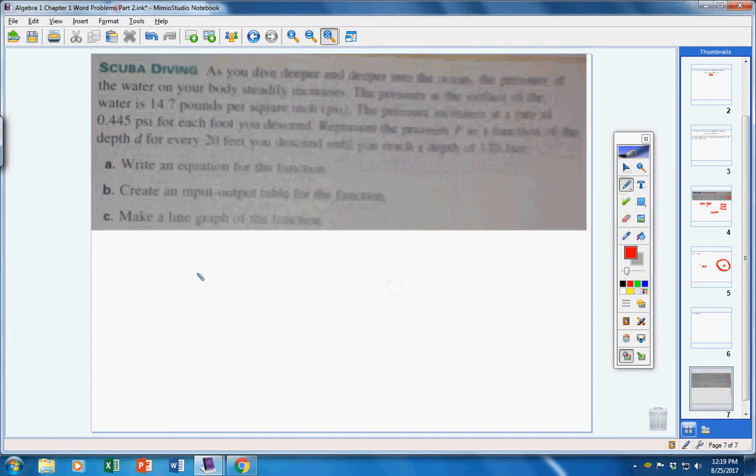Now, at the surface of the water, before you jump into the water, there's already this many pounds of pressure on your body, okay? Got it? The pressure increases this much for every foot that you go underwater, okay? And does that make sense?